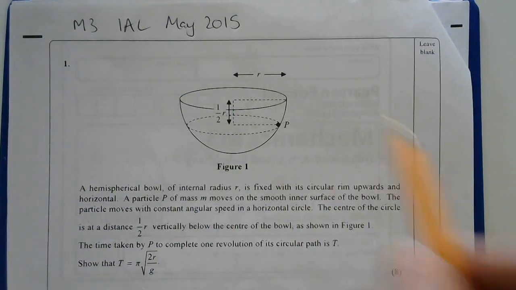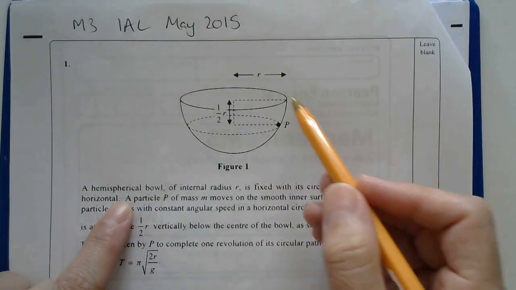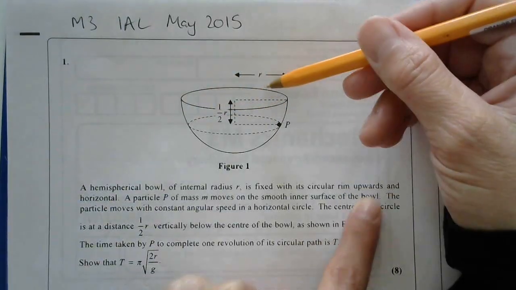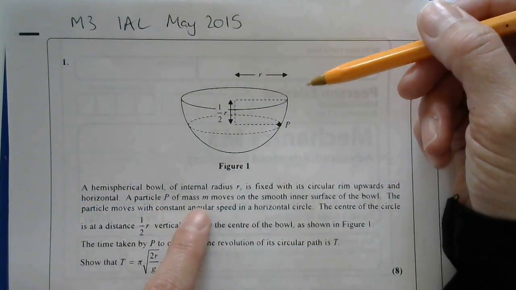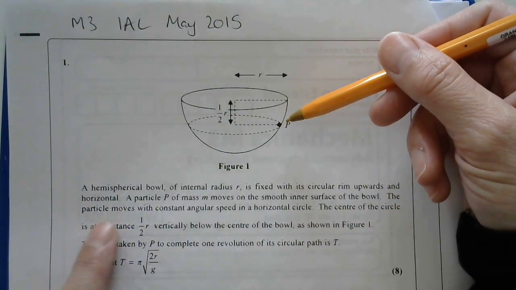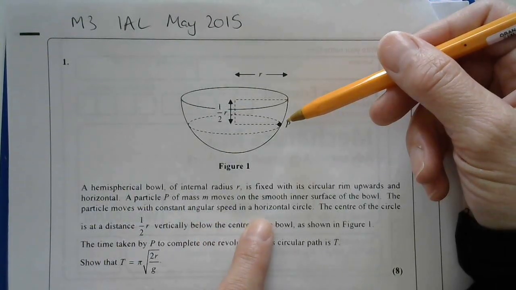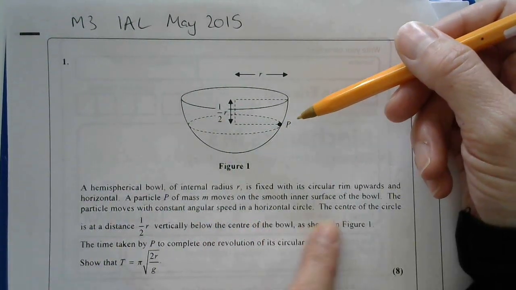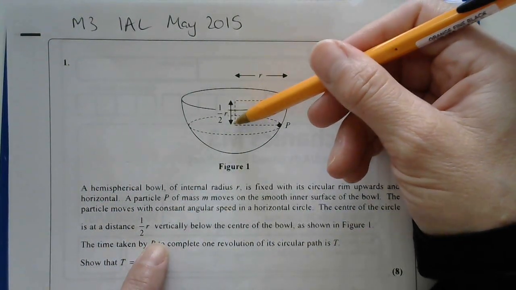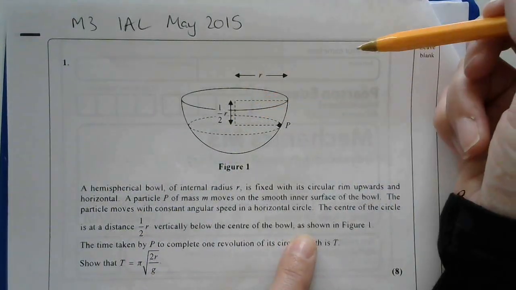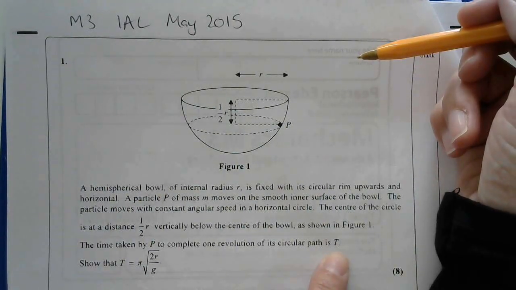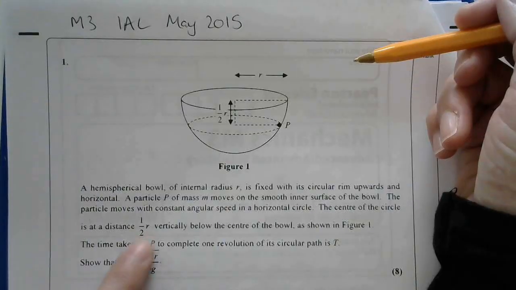This is question 1. So I have a hemispherical bowl of internal radius r is fixed with its circular rim upwards and horizontal. A particle P of mass m moves on this smooth inner surface of the bowl. The particle moves with constant angular speed in a horizontal circle. The centre of the circle is at a distance of half r vertically below the centre of the bowl, as shown in figure 1, and the time taken by P to complete one revolution of its circular path is t. Show that t is equal to this.